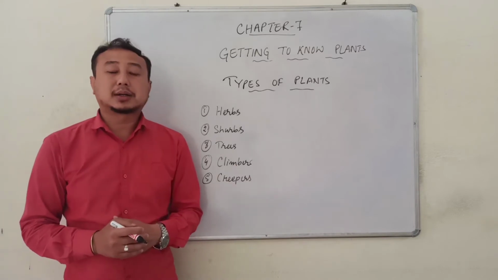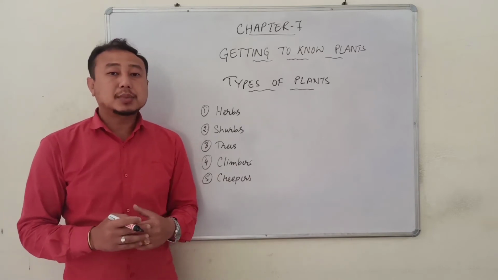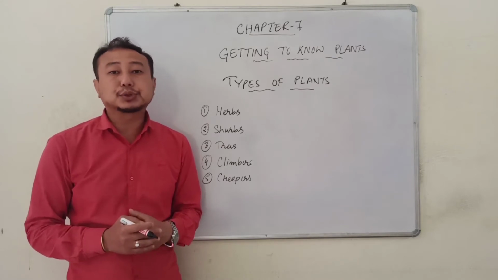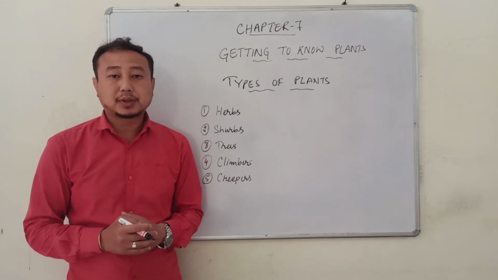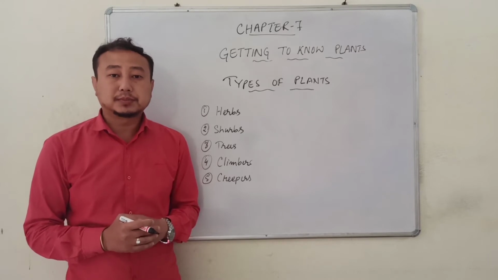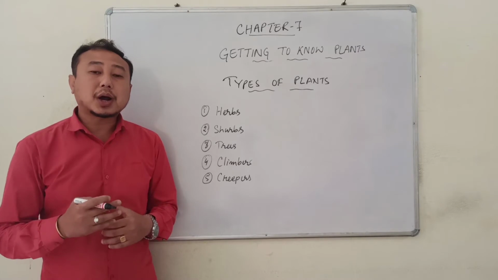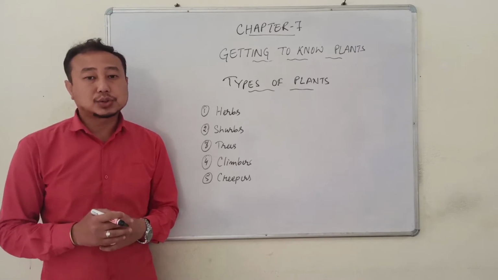The next type of plant is the climbers. Climbers are plants which have a very weak stem. Because of that, they are not able to stand erect by themselves. They need a support to grow. So these plants are generally seen growing around other trees or any other strong supports.